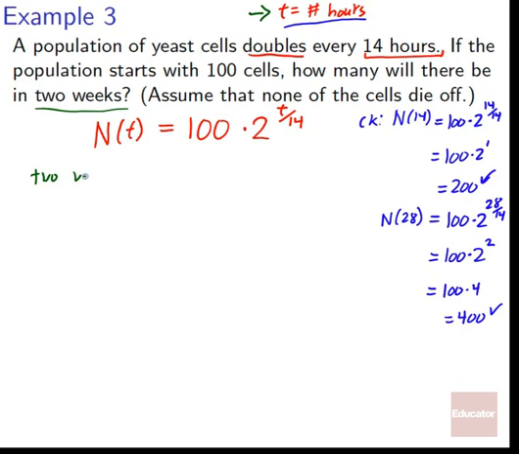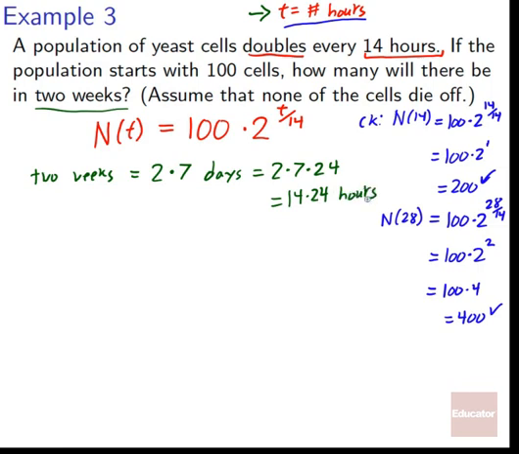Well, 2 weeks, how many days is that? Well, that's going to be 2 times how many days in a week? 7. So that's 2 times 7 days. How many hours is that? 2 times 7 times 24, or 14 times 24 hours, which we could then figure out with a calculator and get a number of hours.